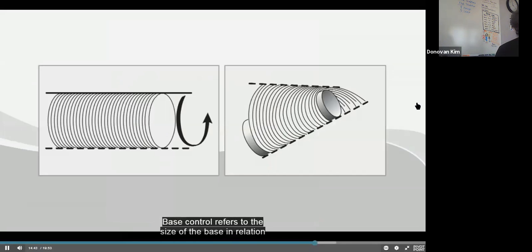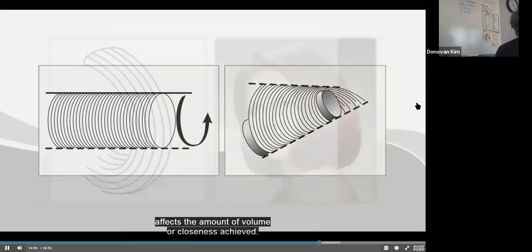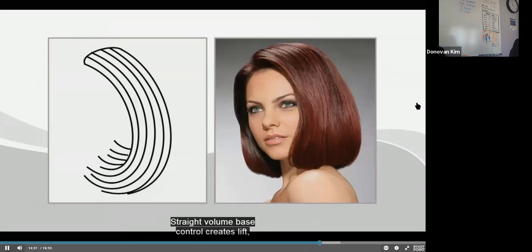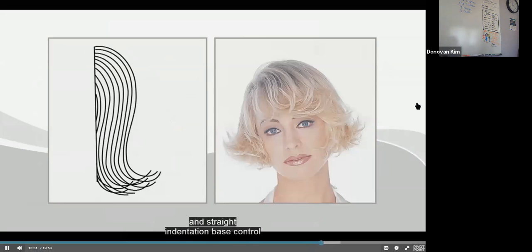The circle is the hair that is positioned around the roller, thermal iron, or round brush. Base control refers to the size of the base in relation to the diameter of the tool and the position of the tool in relation to the base. The base control used in a hair design affects the amount of volume or closeness achieved. Straight volume base control creates lift, and straight indentation base control creates areas of hollowness or depression.